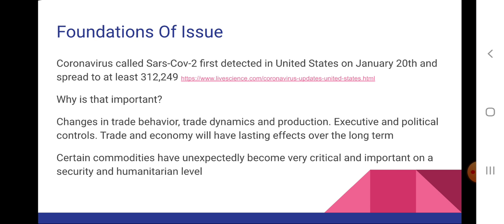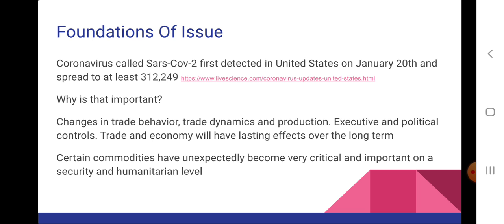Let's look at the foundations of the issue. Coronavirus, called SARS, first detected in the United States on January 20th, a couple months ago, and it spread to at least 312,000 people in the United States. I don't know if that number is correct right now, because it's constantly evolving. That's just from the source that I have in Live Science, and they pull from Johns Hopkins University and some other statistical websites.